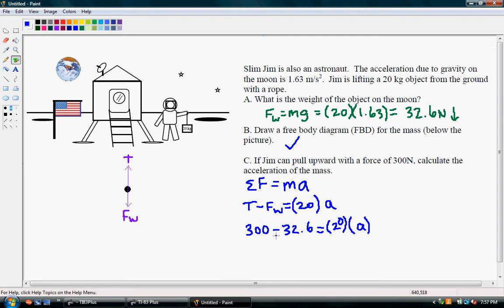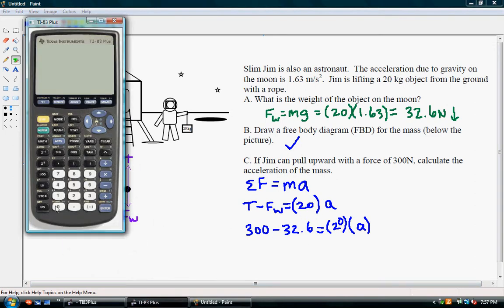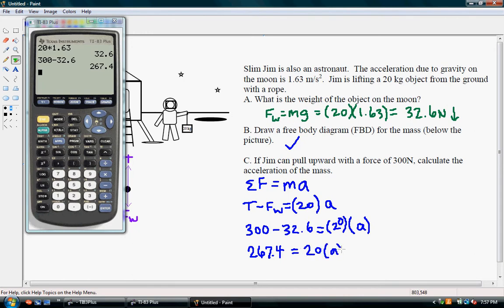Okay, 300 minus 32.6 is 267.4. So we have 267.4 newtons, which is actually our net force. The sum of our forces equals 20 times a. So to solve for acceleration, we have to divide both sides by 20. Here, 20 over 20 cancels out.